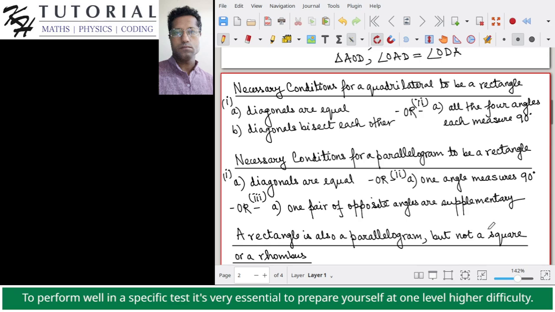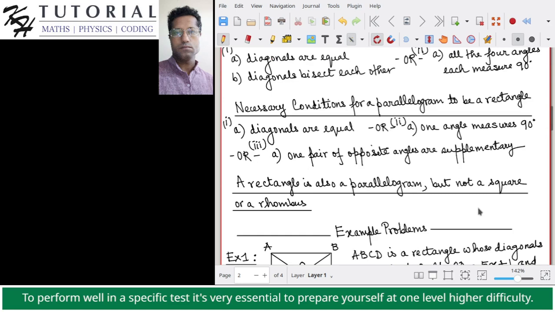So, for a parallelogram, we have three possibilities. The first possibility is that if the diagonals are equal, then it will be a rectangle. Or if we find that one angle measures 90°, then also the parallelogram will be a rectangle. And the third one is that if we see that the sum of any one pair of opposite angles is 180°, that is, one pair of opposite angles are supplementary, then also the parallelogram will be a rectangle.